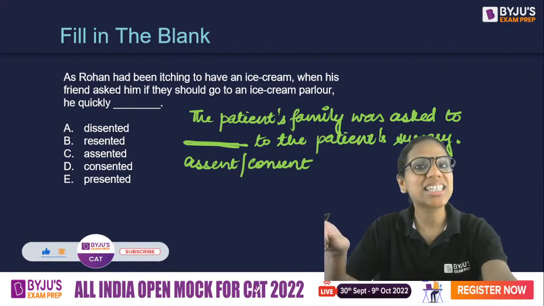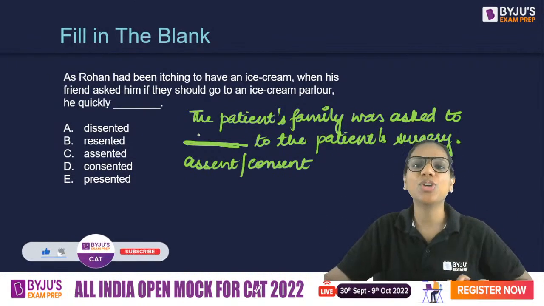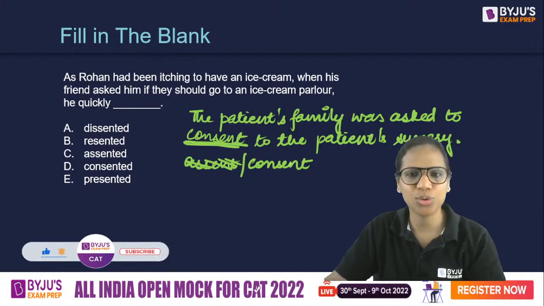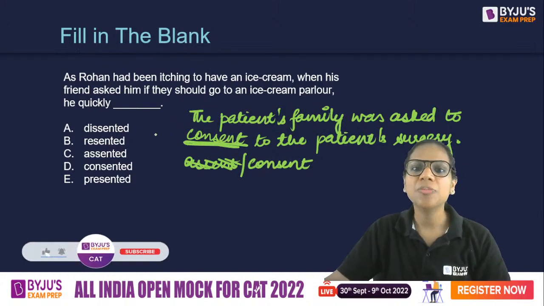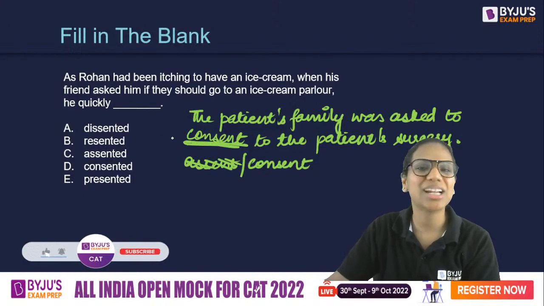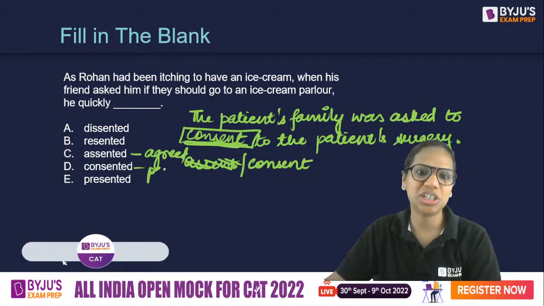We feel yes, consent form, right? Good, Vicky. So here you are giving your permission. So they were asked to consent. They were asked to give their permission. They were asked to allow the patient surgery. Here they were not asked to agree to it. Ki haan, bas aap haan kar do. Right? That was not the idea. The idea is you give your permission. So that's the difference between consented and assented. Assented is agreed. Consented is permitted.